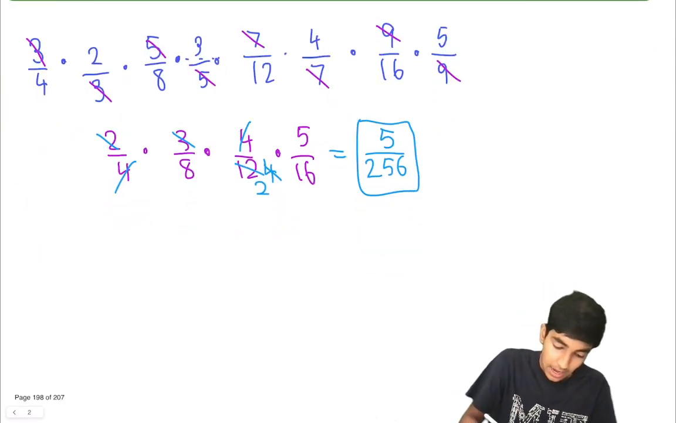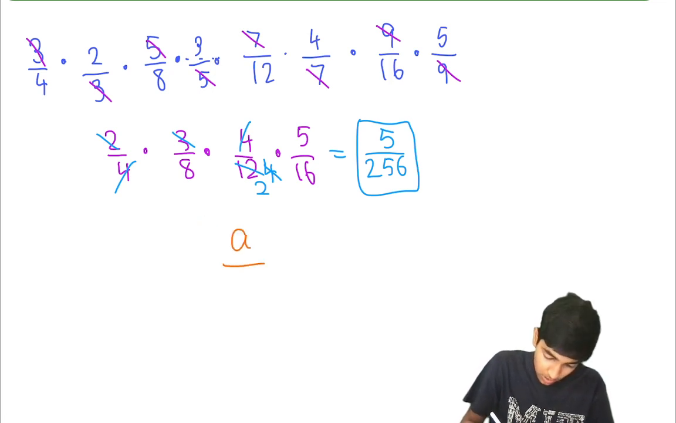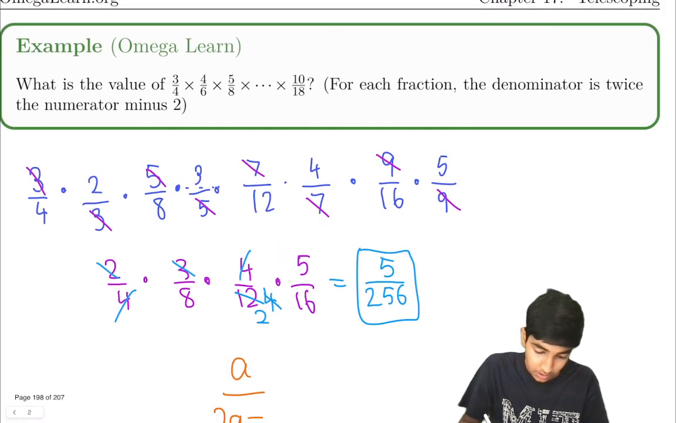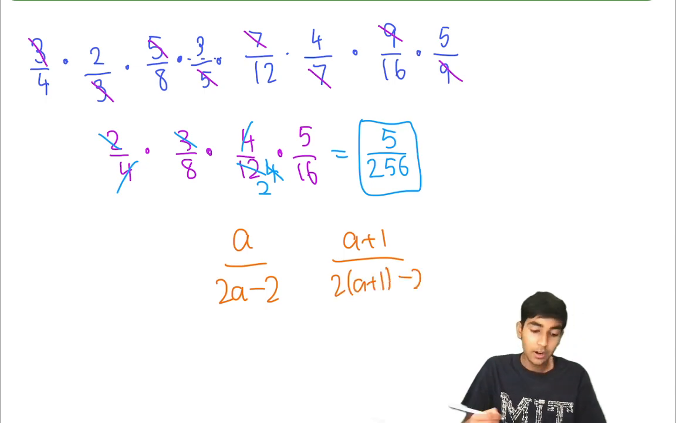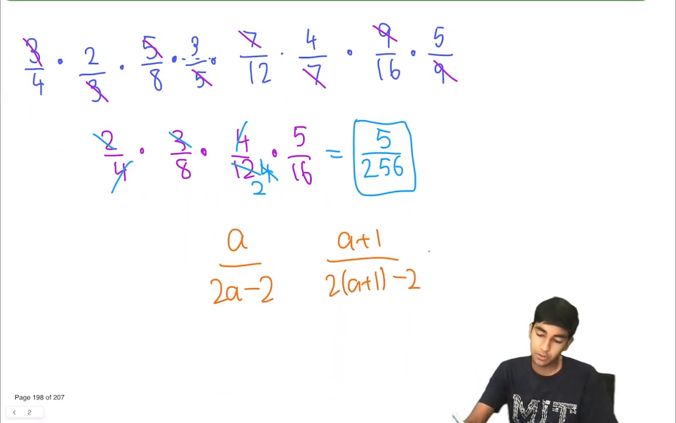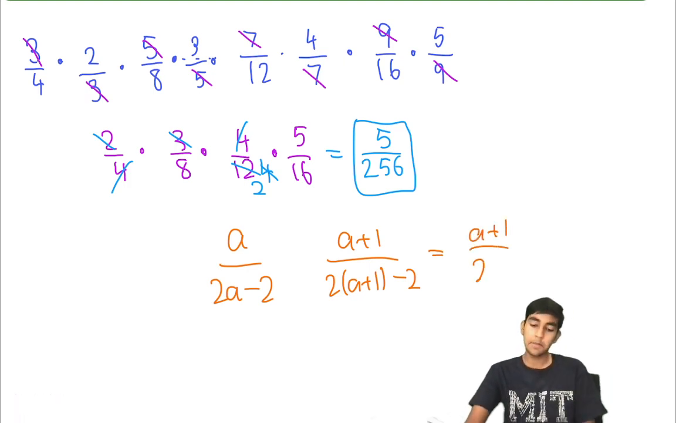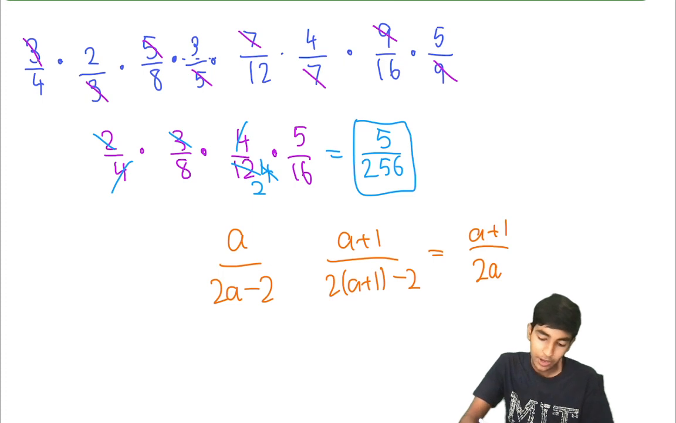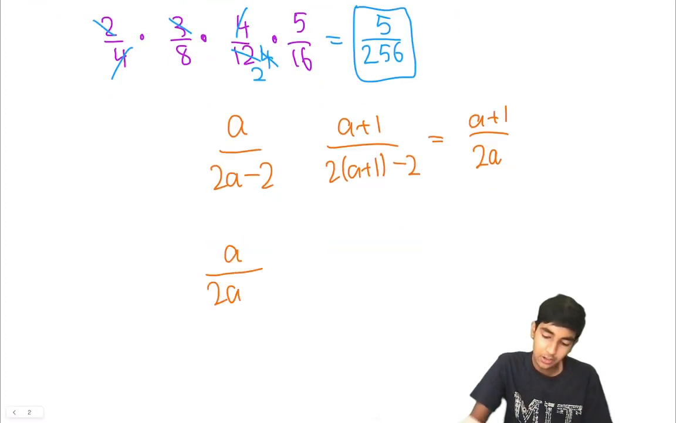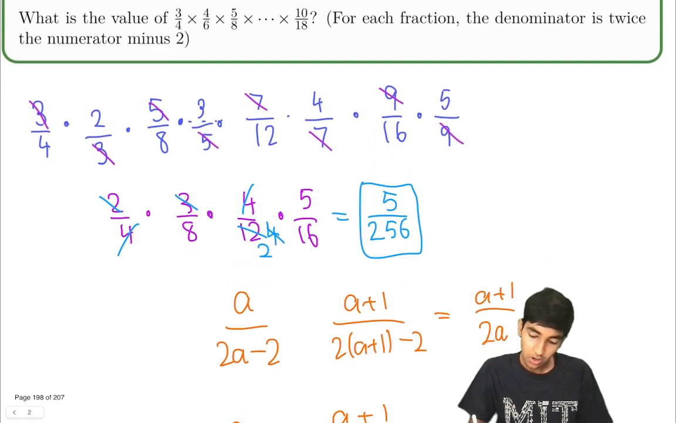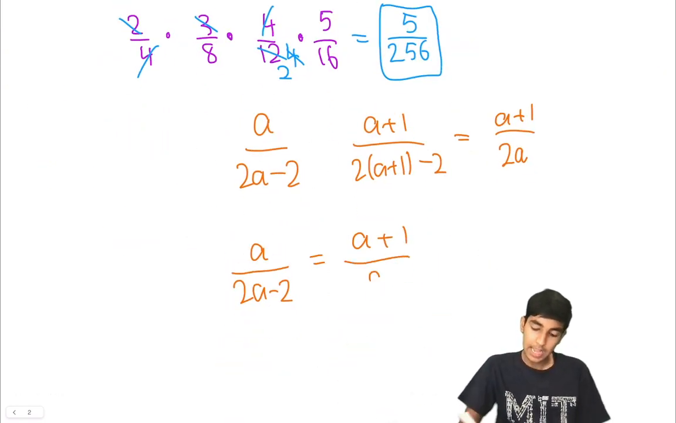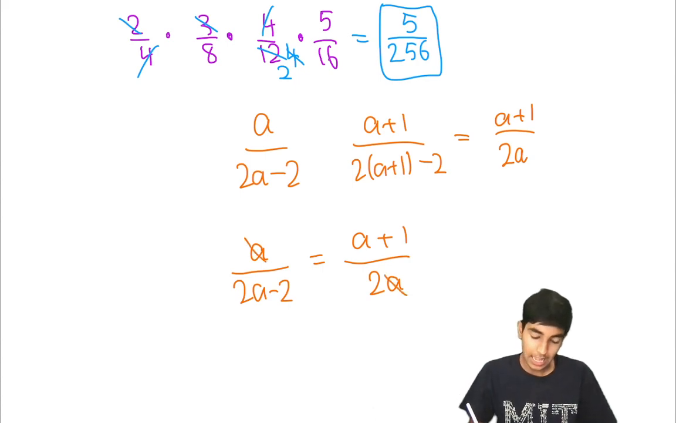And actually, it turns out, in general, this is true. If you have a over 2a minus 2, and a plus 1 over 2 times a plus 1 minus 2, where a is odd, this is equal to a plus 1 over 2a. Where a is odd here, we end up getting that a over 2a minus 2 equals a plus 1 over 2a, and from here these a's just cancel like that.